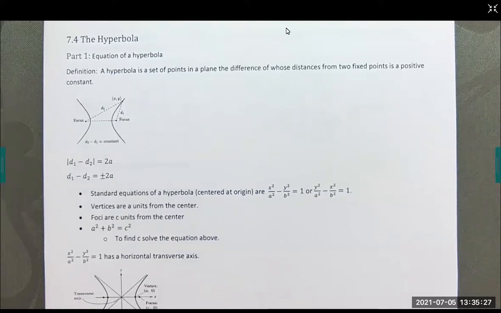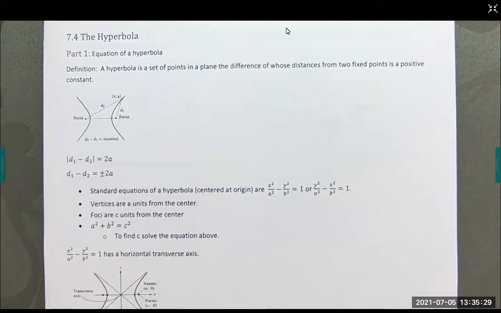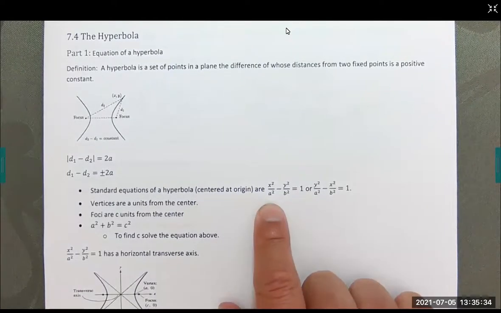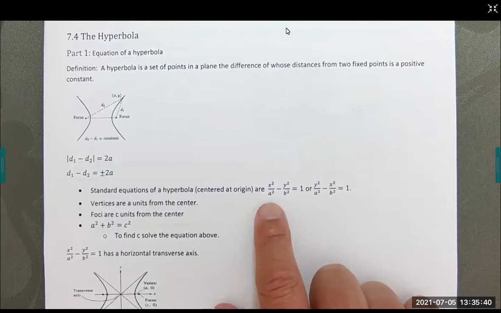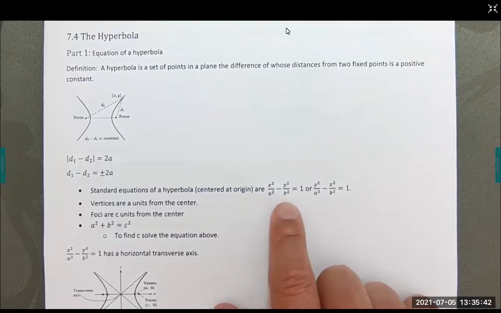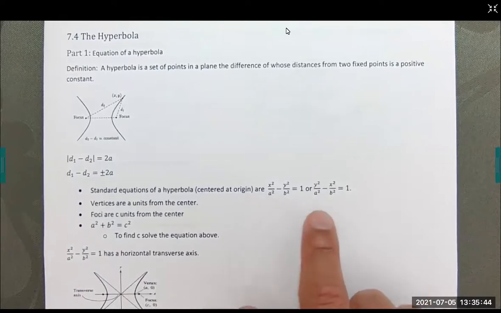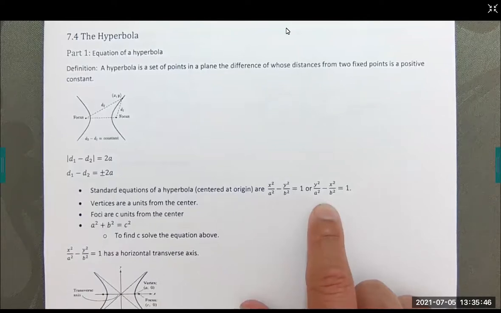There are two ways that the equations of a hyperbola can look. Here, this is centered at the origin. So this is x squared over a squared minus y squared over b squared equals 1. Now notice in this case, the y part is negative and the x part is positive. This one is exactly backwards from that. The y part is positive, the x part is negative.